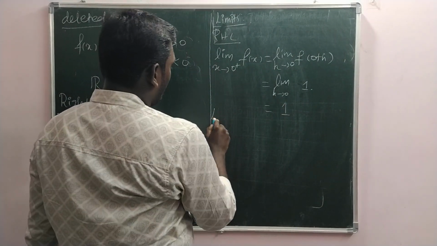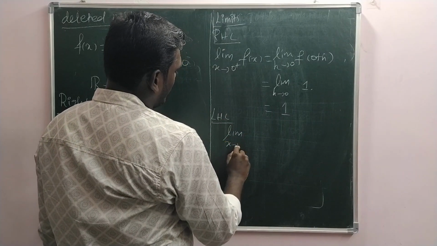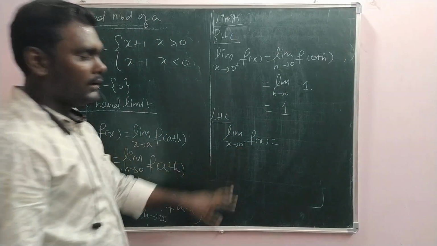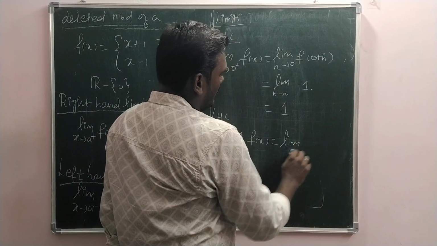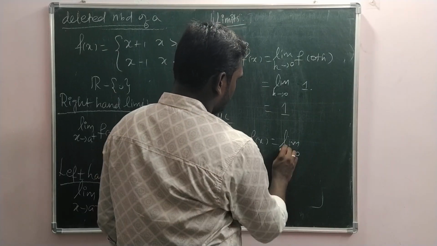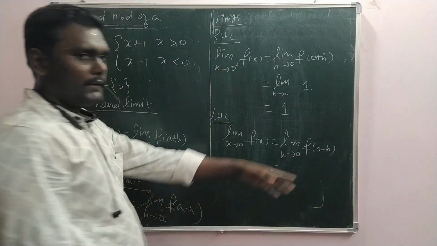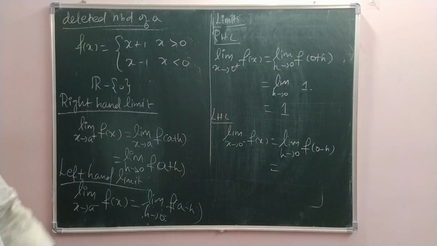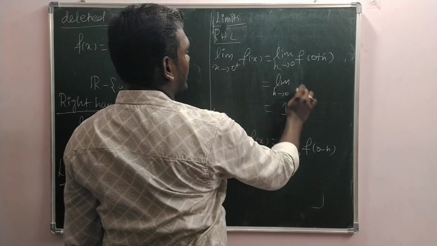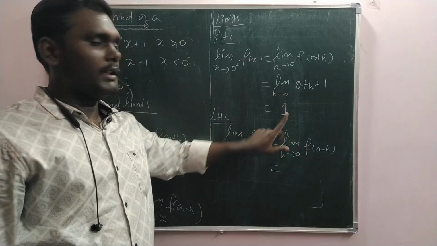And left hand limit, that is limit x tends to 0 minus f of h. That is left hand, that is 0 minus 0 is a point that x is approaching. So limit h tends to 0, f of 0 minus h. So wherever x is there, we should substitute 0 minus h. Oh, sorry, my bad. 0 plus h in place of x you should substitute. So 0 plus h plus 1. Okay. Then h becomes 0, we get plus 1.